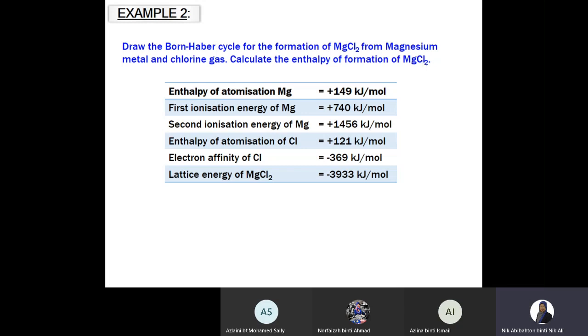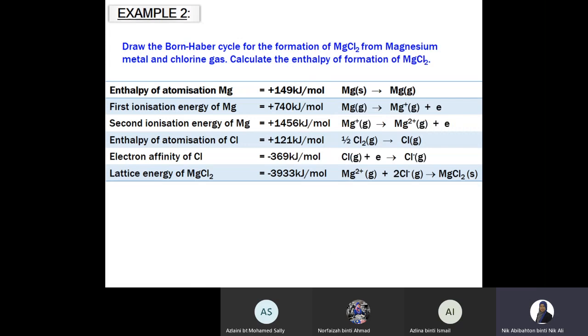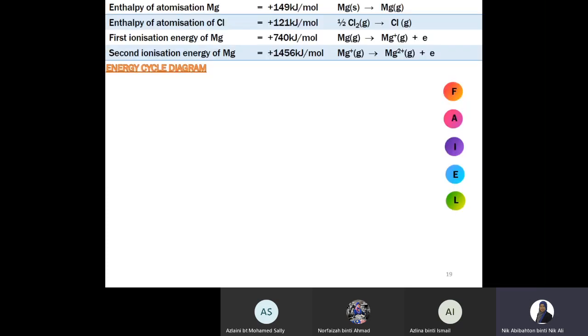In example 1 just now, we looked at how to calculate the lattice energy. But in this example 2, we want to look at how to calculate the enthalpy of formation of magnesium chloride. The same values of enthalpy are given to us, only giving the name of the enthalpy, not the equation. So again, you should be able to write the equation by yourself according to the definition of the enthalpy. Practice will make you perfect. Make sure to always practice writing the correct equation according to the definition. I will proceed to show you how to construct the Born-Haber cycle from the data given.